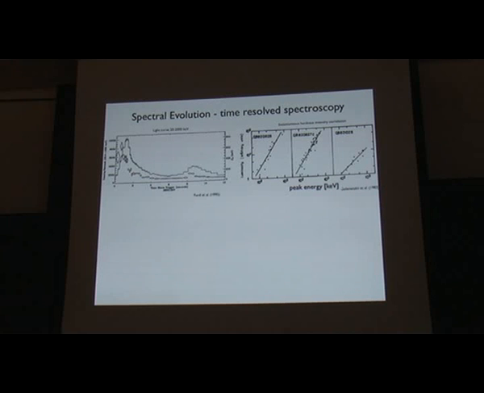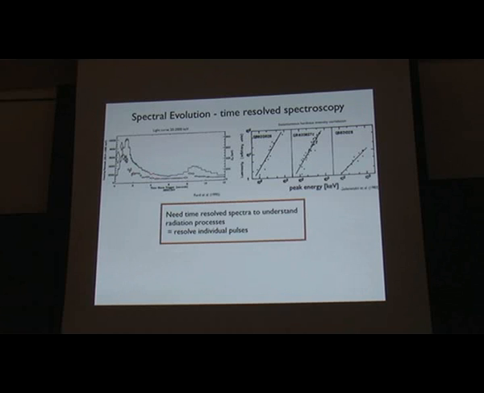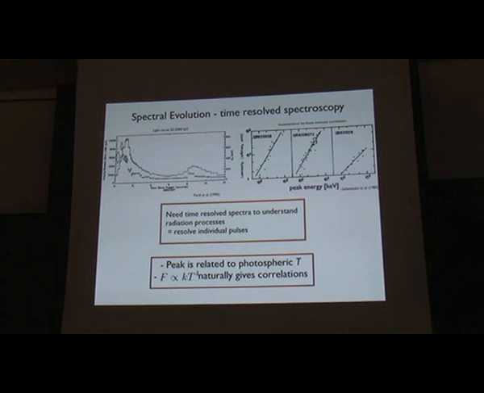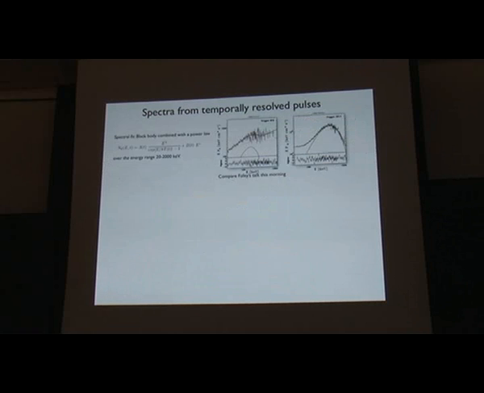So this means that the spectra are moving around very severely, and this means that if you look at the time integrated spectrum, all details of the radiation process will be washed out. So this means that we have to resolve individual pulses to be able to see exactly what the radiation process is. Another thing I want to point out here is that if the peak is related to the photospheric temperature, F proportional to T^4 gives a very strong reason for this correlation.